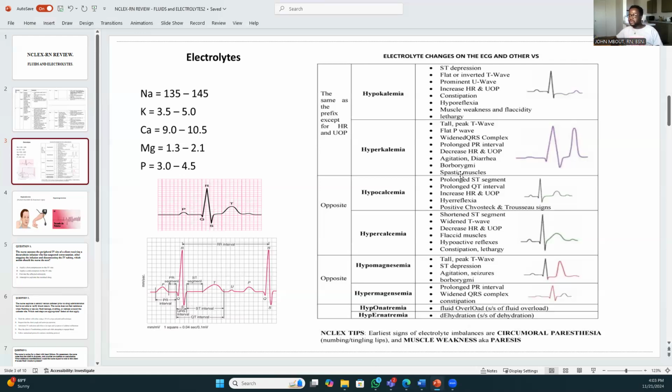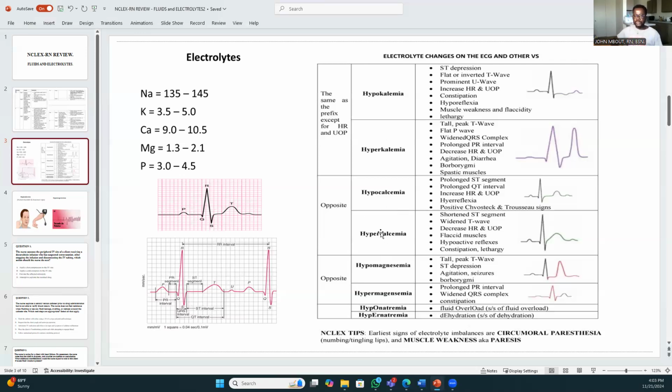Spastic muscles. But what happened? The heart rate and urine output are decreased. Widening QRS complex. So when you see hyperkalemia, everything is high, except for the heart rate and urine output.